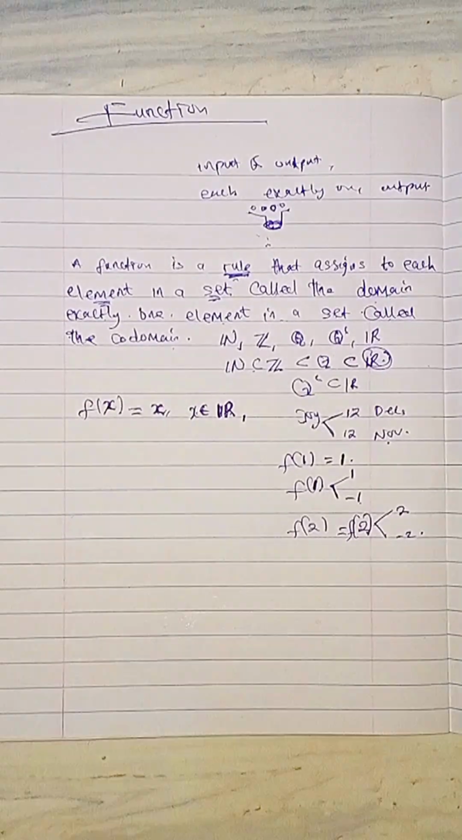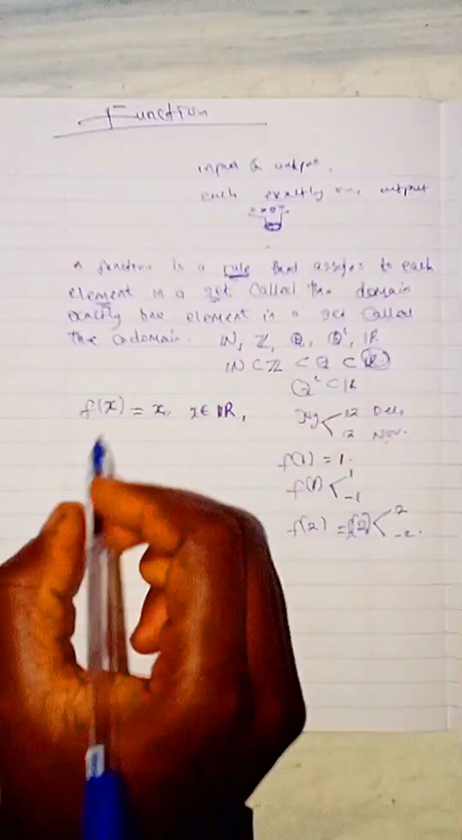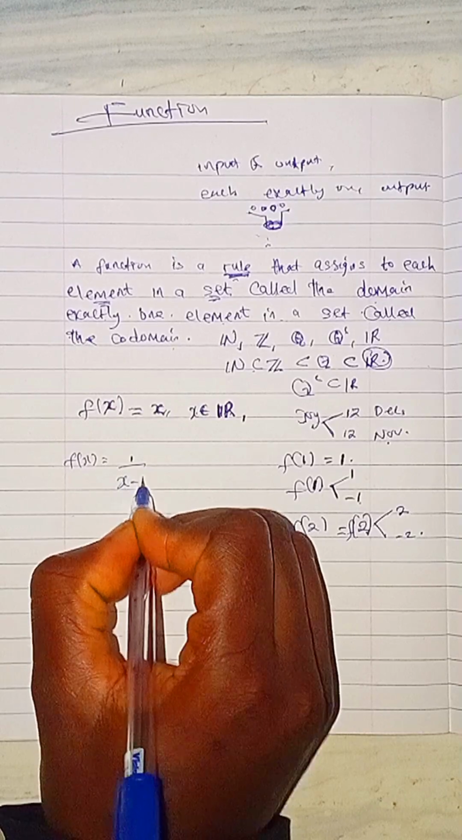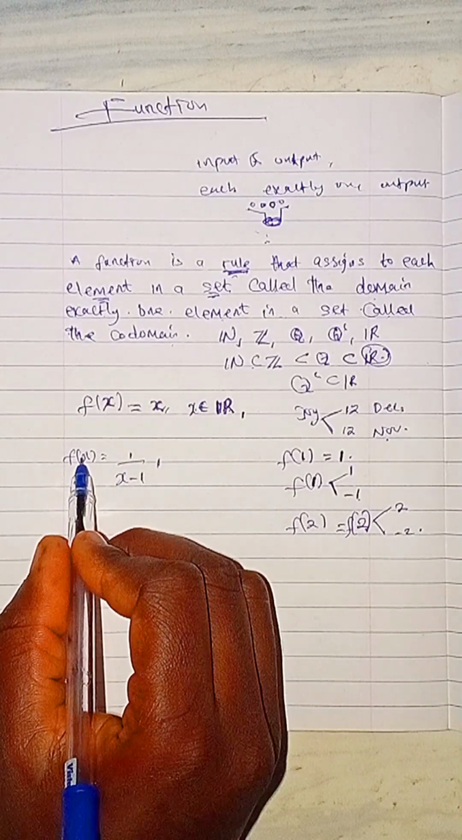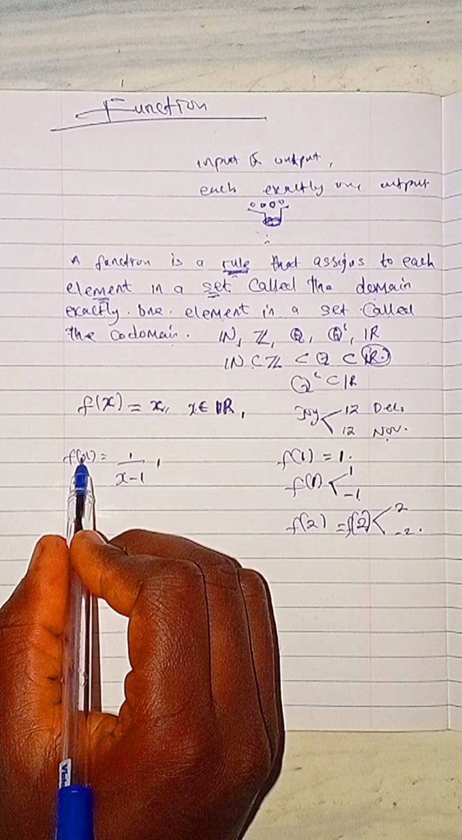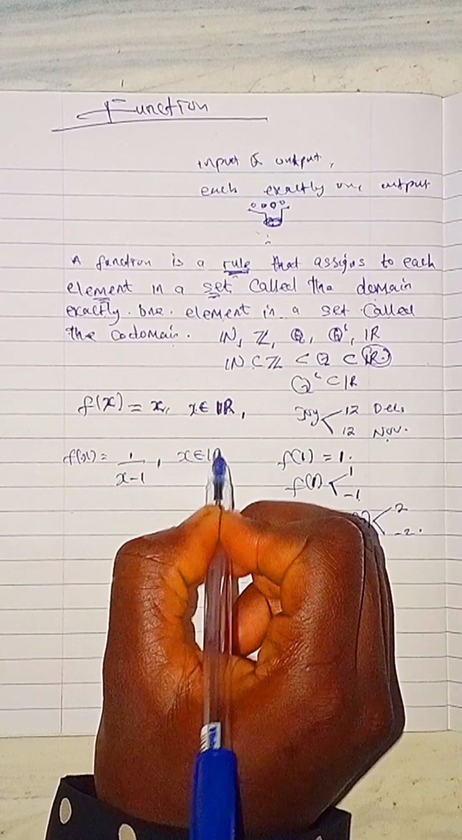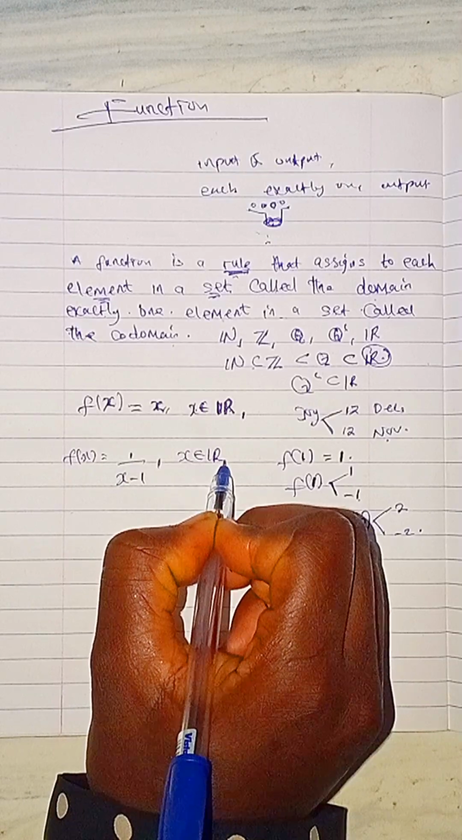Another example of a function is when you are given a quotient: f of x equals 1 over x minus 1. Then this is f of x. What is x? Where is x coming from? Of course, we are in mathematics. x is a number, and I specify real numbers. That is, the input is coming from the real numbers.